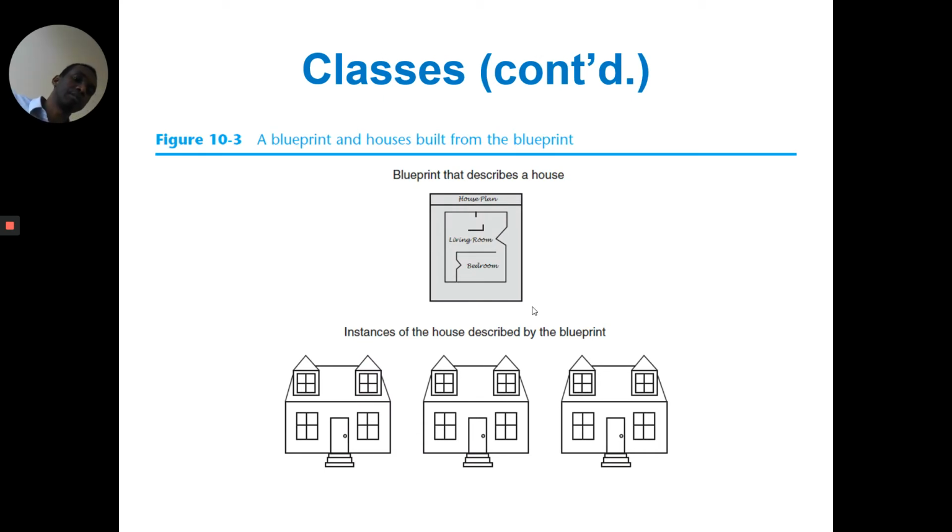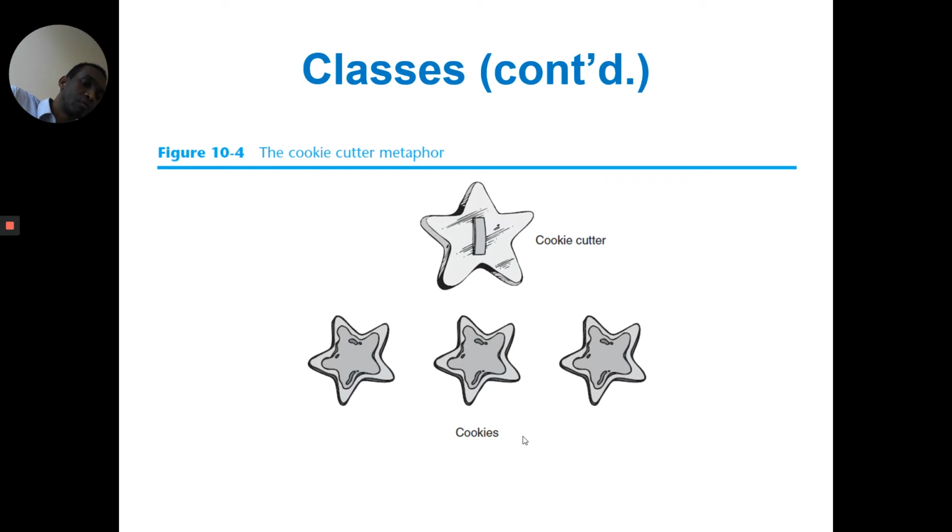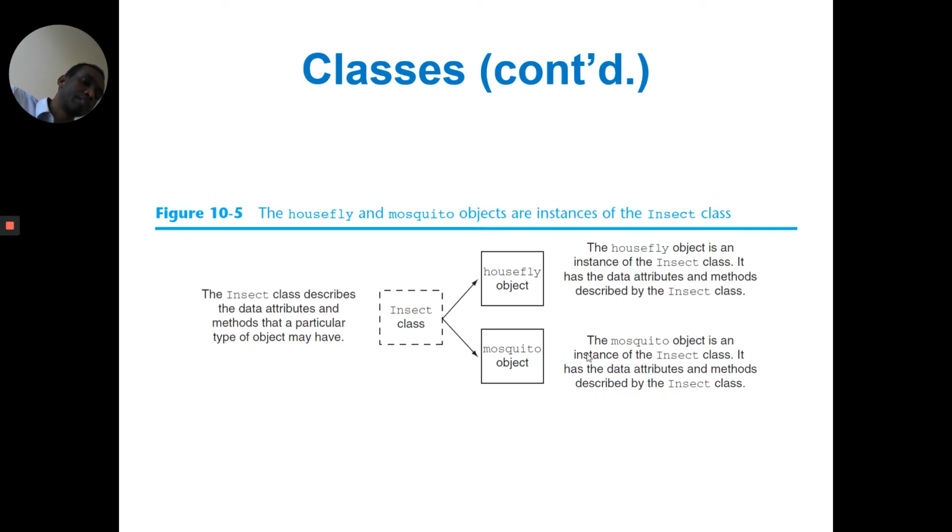So this is a blueprint and a house built from a blueprint. So you have the blueprint and then the instances that I created from it. Same thing with the cookie cutter. Okay, so here you have a class called insect, and then these are other instances or objects that I created from the class.